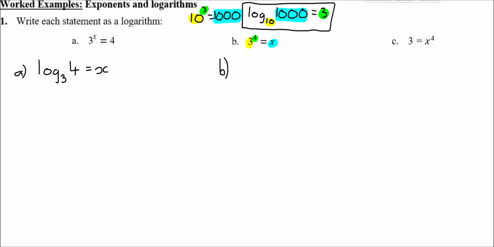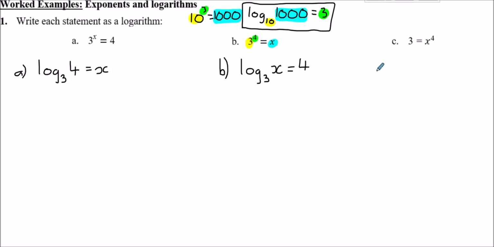So what happens here is for log, we put the yellow thing first, which is 3. The base of a log is always a base of a power. And then we put the blue after the base, so the blue here is the x. And for green here is a 4. So we put log base 3 of x equals 4.